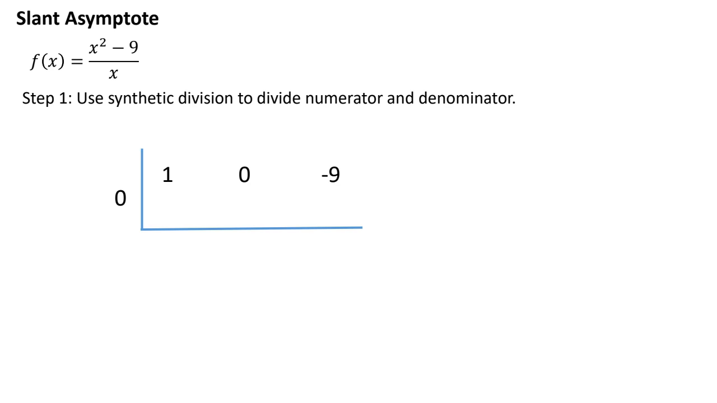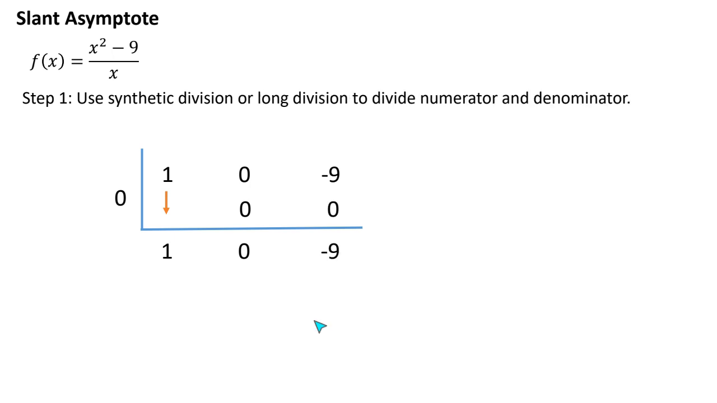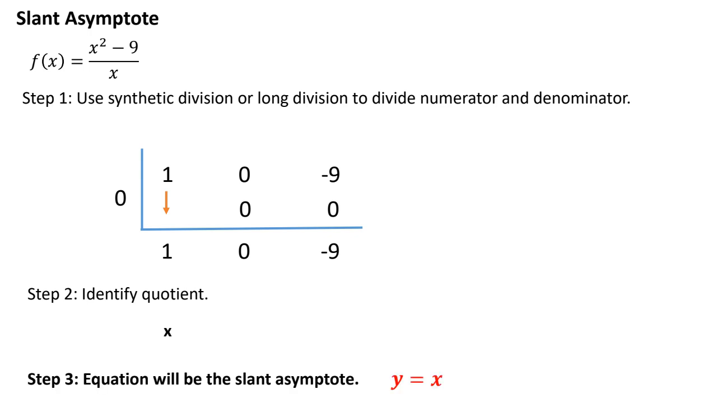So how do we find the slant asymptote? We can divide. So here, if I'm dividing by x, my c is 0. My coefficient for x squared is 1. I don't have an x. And then I have a negative 9. So if I do this division, then we can see these results. So your slant asymptote is going to come from the quotient. So here I have a 1, so that's going to be x. So my equation for that is y equals x, which is going to be your slant asymptote.